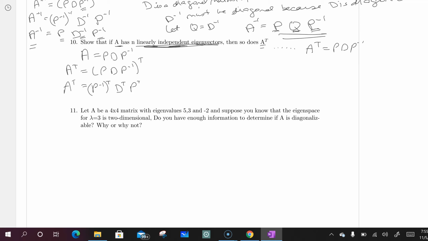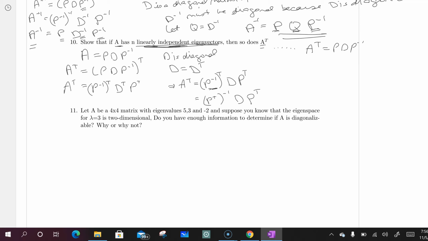Okay, so let's think about it. Because D is diagonal, isn't D equal to D transpose? It is. All right, so I'm just going to rewrite this. That means A transpose is P inverse transposed D P transpose. Now I'm just going to take the time to switch the transpose and the inverse. That is a property.